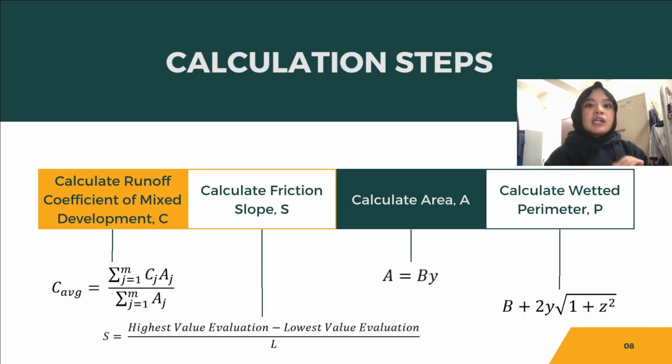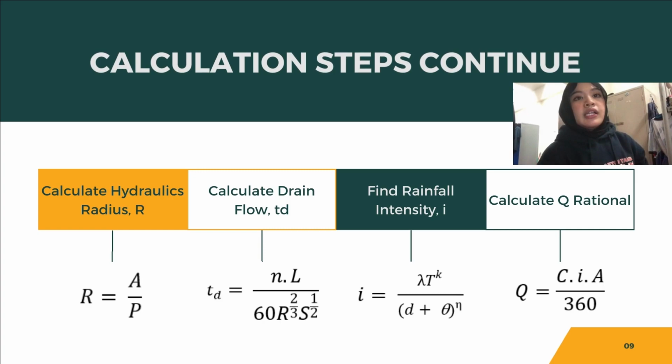Secondly, calculate friction slope S, where L is the length of the channel, and then we calculate the area of the trapezoidal channel of our study area. B is the width of the channel and Y is the depth of the channel. Next, we calculate the wetted perimeter with the equation for a trapezoidal channel. Next, we calculate the hydraulic radius R, where A is the area and P is the wetted perimeter.